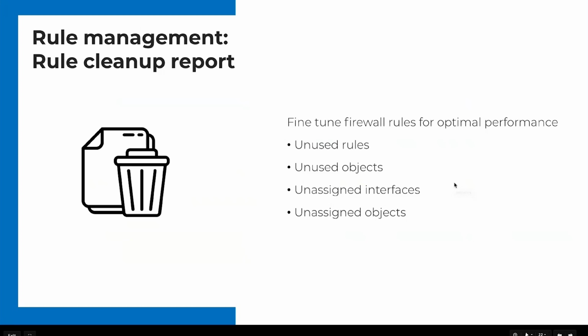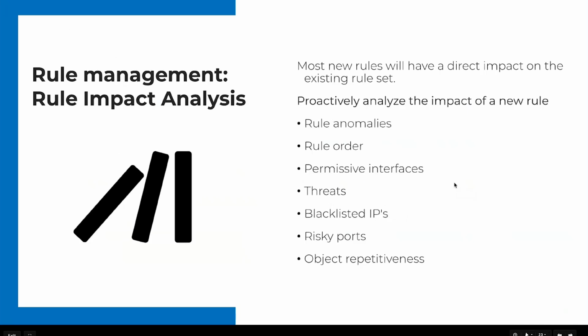Next, we are going to look at the rule impact analysis, which is a very important feature of rule management. So the question here is, why do we need rule impact analysis? Before you add any rule, it is difficult to know the impact it will have on your existing rule set. Firewall rules are not typically independent from one another. In fact, most rules have a direct impact on a set of other rules.